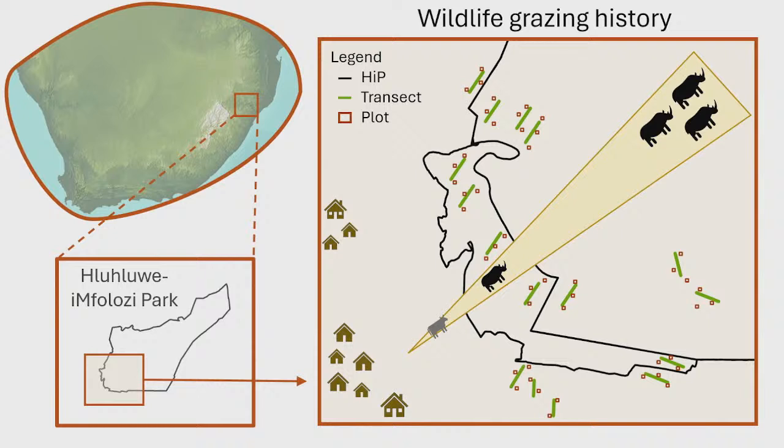So taking advantage of this natural grazing gradient, we went and sampled using the park as an area with a long history of wildlife grazing, the new areas as having about 3 years of natural grazing, and using the community as a control. But of course, there are low levels of livestock grazing outside in the community areas.